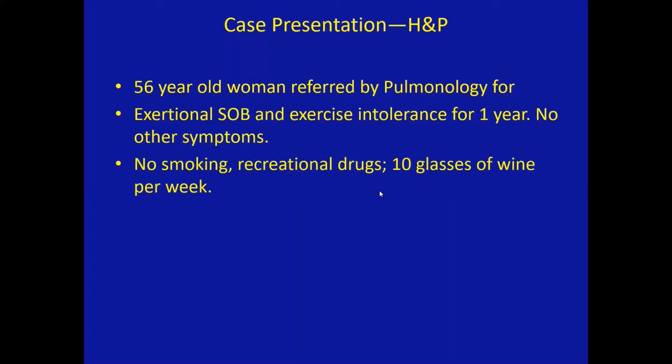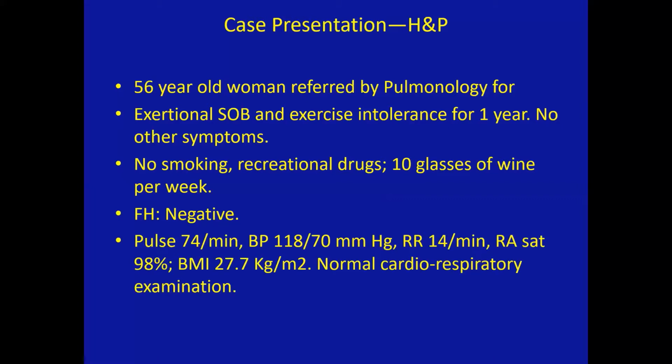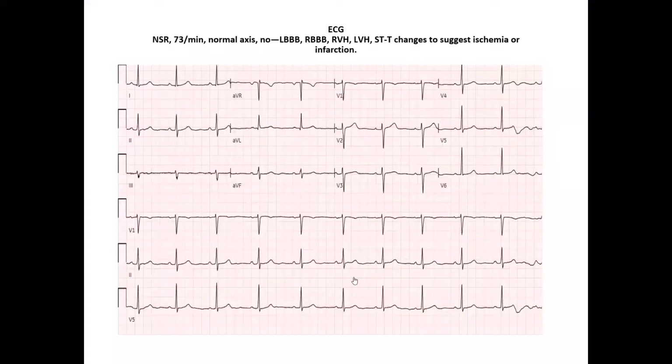So she's a lifelong non-smoker, never used drugs, 10 glasses of wine per week. Family history is all negative for any premature coronary artery disease. When I first saw her, her pulse was normal, 74 per minute, resting blood pressure was normal, respiratory rate was normal, room air saturation was 98%. She was slightly on the overweight side with a BMI of around 28, and the entire examination was normal, particularly the cardiorespiratory exam. So this is her ECG.